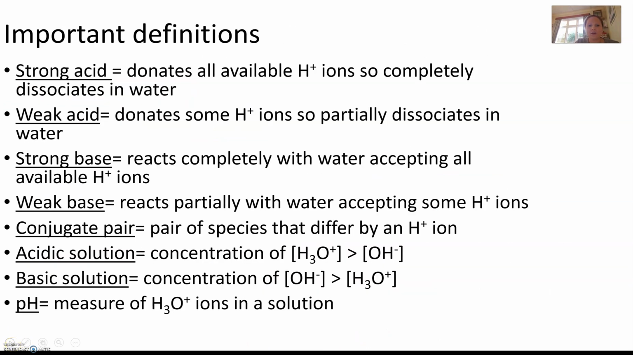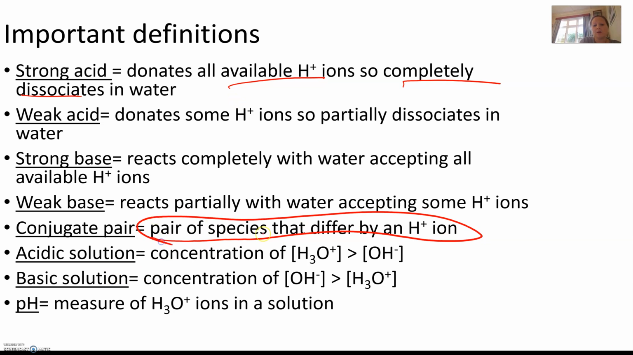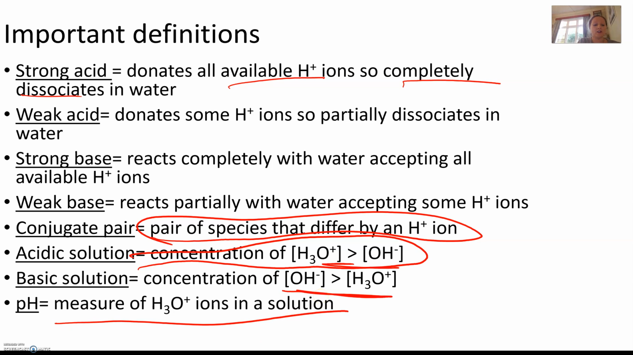Here are some important definitions to make sure that you can actually define these, okay? A key thing is that you've got to talk about completely dissociating and the ions every time, okay? Conjugate pair, differ by an H+ ion. We haven't looked at that for a while. Acidic solution, you can't just say H3O+. You've got to say a greater concentration of H3O+ than OH-. A basic solution, a greater concentration of OH- than H3O+. And pH is a measure of H3O+ in solution.